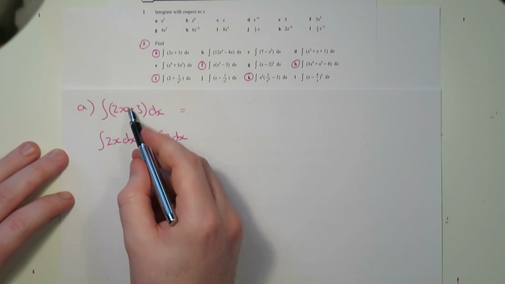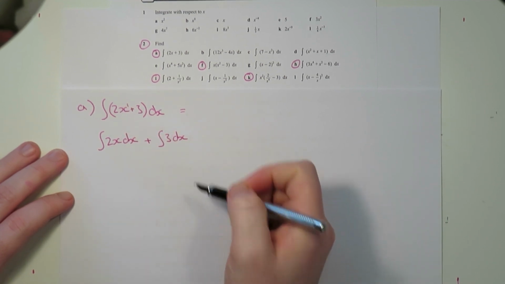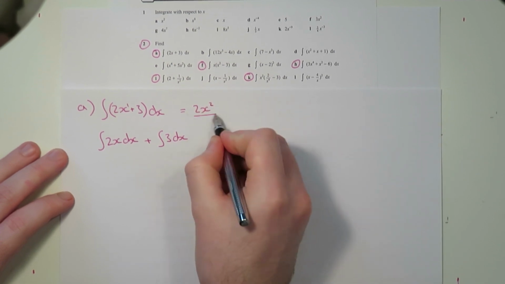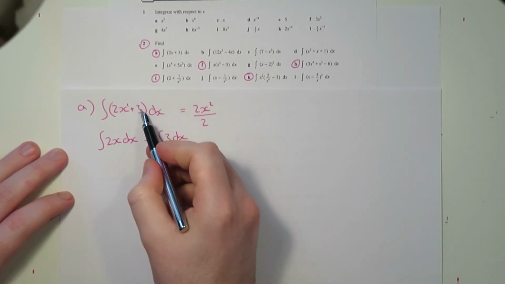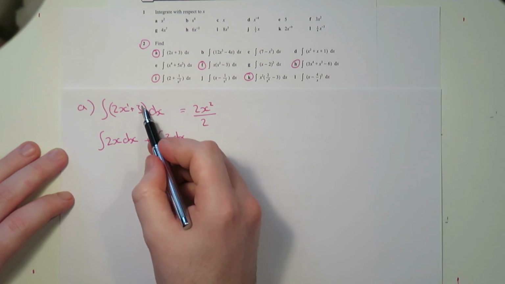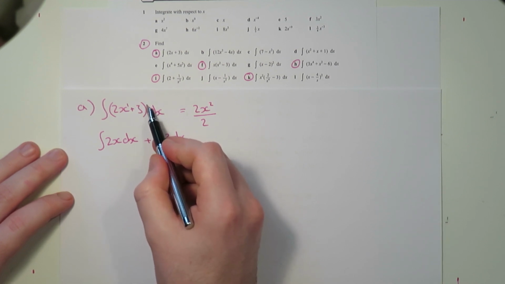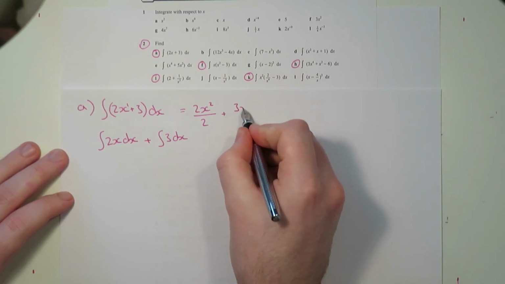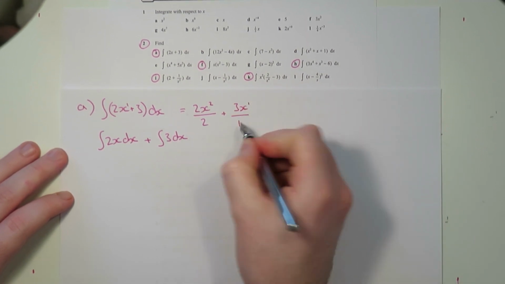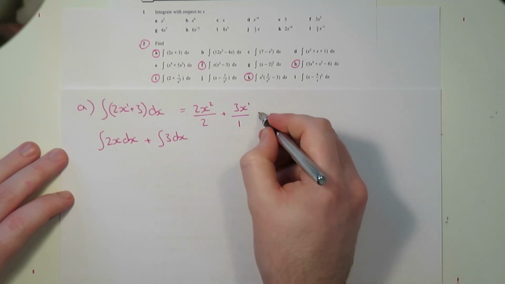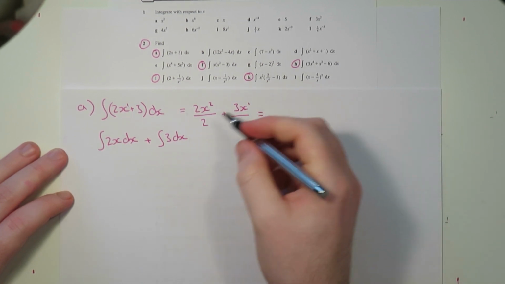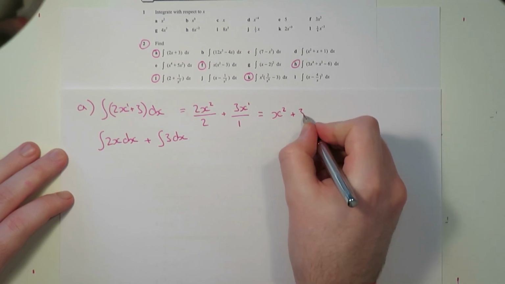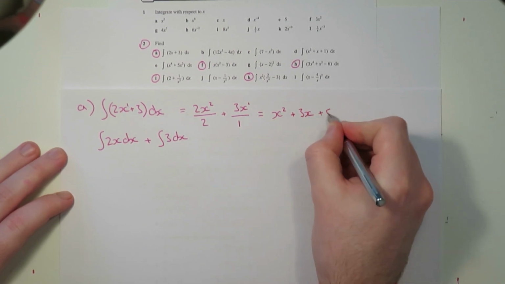So here the power is 1. So we integrate that, we increase the power, and then we divide by the new power. The next one, the power here is 0. Remember, that's like 3x to the power 0. So increase the power by 1, you'll get 3x to the power 1, divide by the new power. So if you simplify this, that is simply x squared plus 3x, and don't forget the plus c.